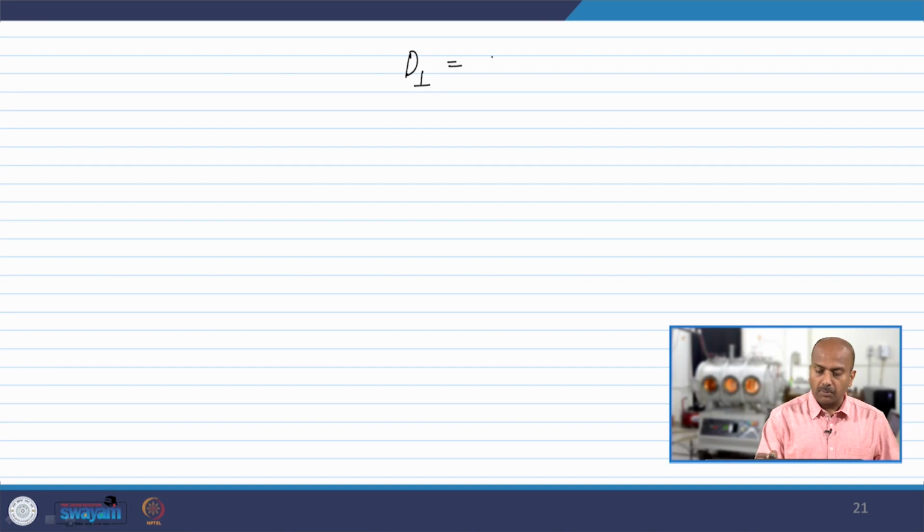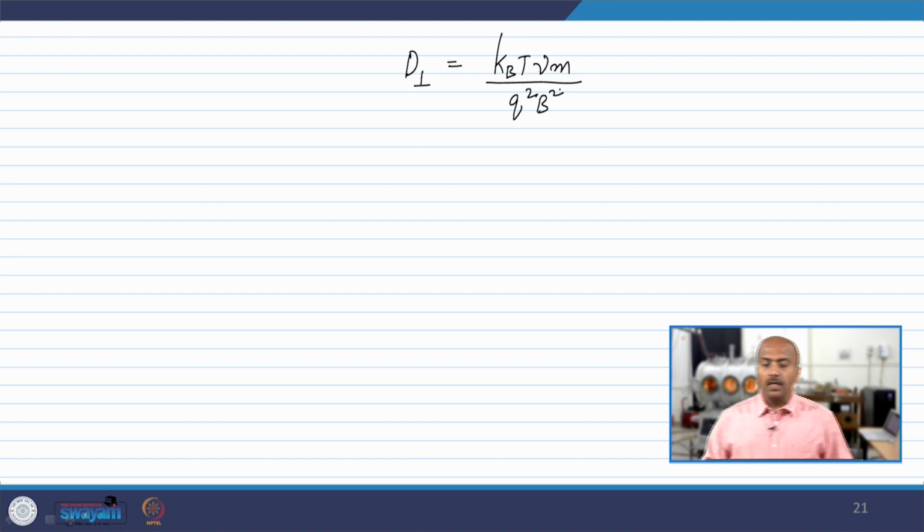So, in that discussion we have derived this diffusion coefficient which we called D perpendicular, which is k_B T ν m by q² B². Now, if you remember, the discussion started in the context of how the magnetic field can affect the particles' movement or how collisions can be affected in the presence of magnetic field. As long as the particle's motion is parallel to the direction of the magnetic field, there will not be any effect. So, that is why we considered the magnetic field in such a way that the velocity components are perpendicular, and the resulting coefficient of diffusion was thus named D perpendicular.